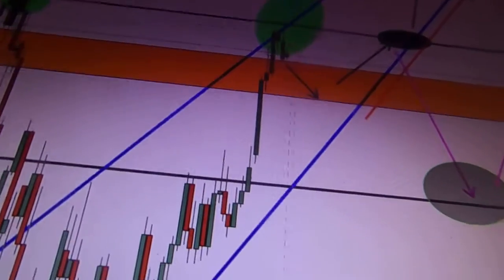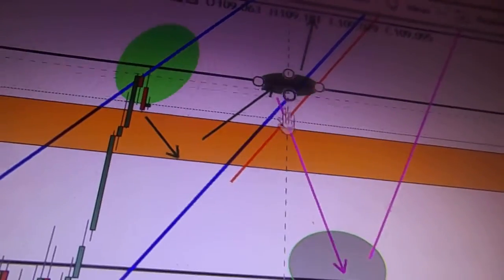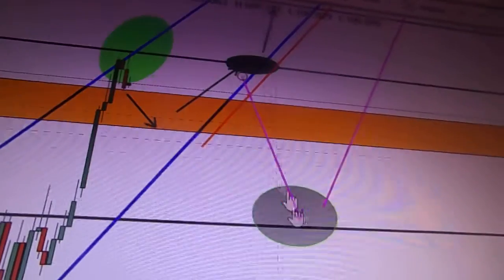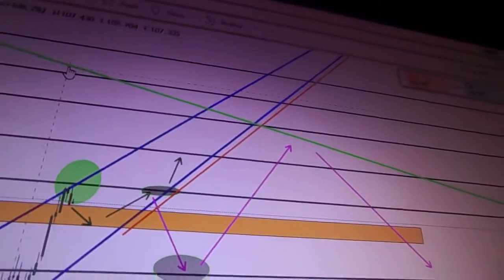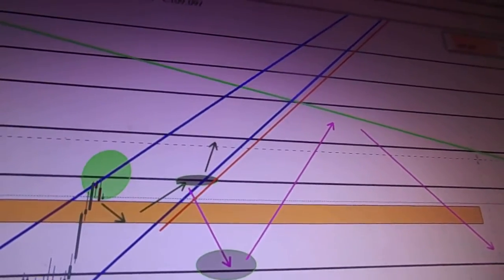Now, if price decides to test on this resistance line right here and breaks this line right here, it will be a sell, and it's going to retest on the 107.452 level. And then once it retests on that one, if it tests as support, then it will go up to here and it will try to test on this downtrending, this bearish trend line right there.